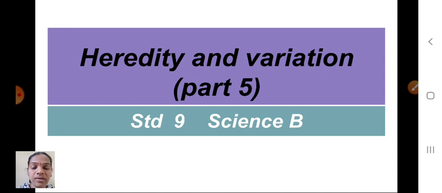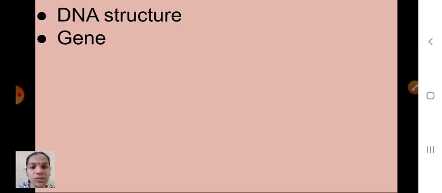Children, you know very well now chapter number 16, heredity and variation is going on, isn't it? So this session I am going to continue this chapter. Are you ready? Can you remember last session what we studied? We studied about DNA structure. That means deoxyribonucleic acid. Where is it present, children? It is present inside the nucleus, inside the cell, isn't it?